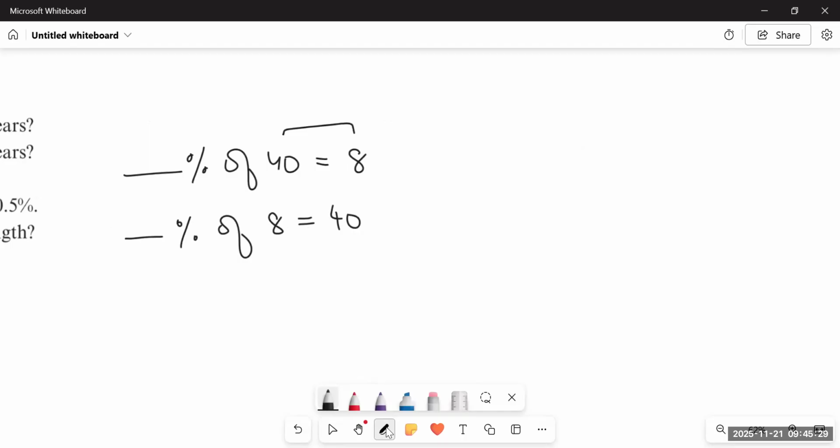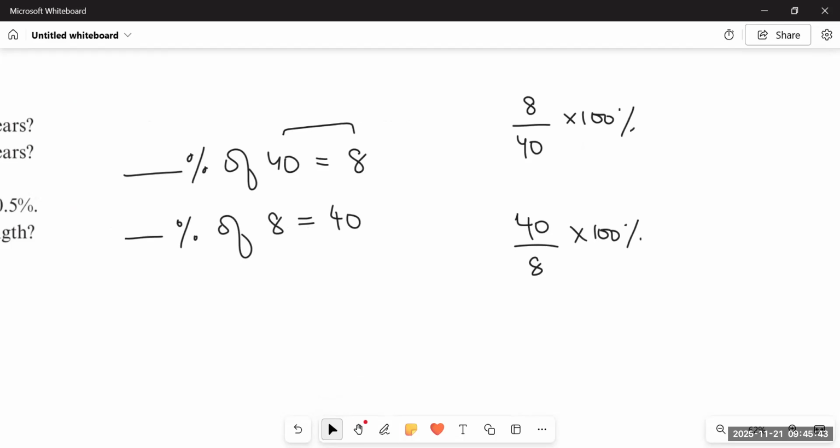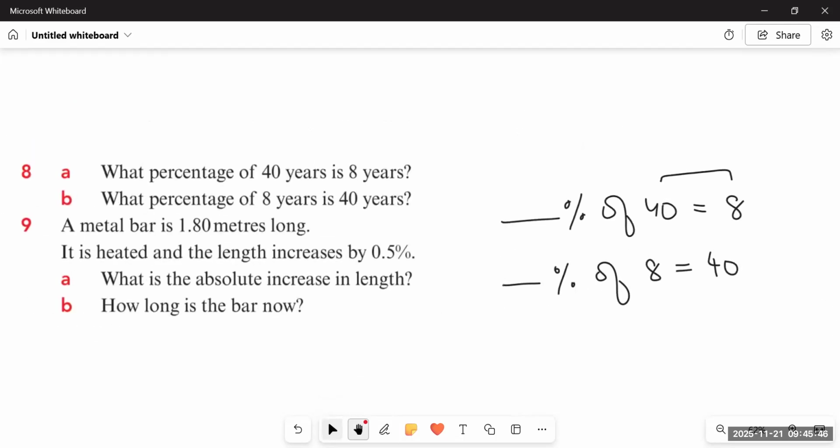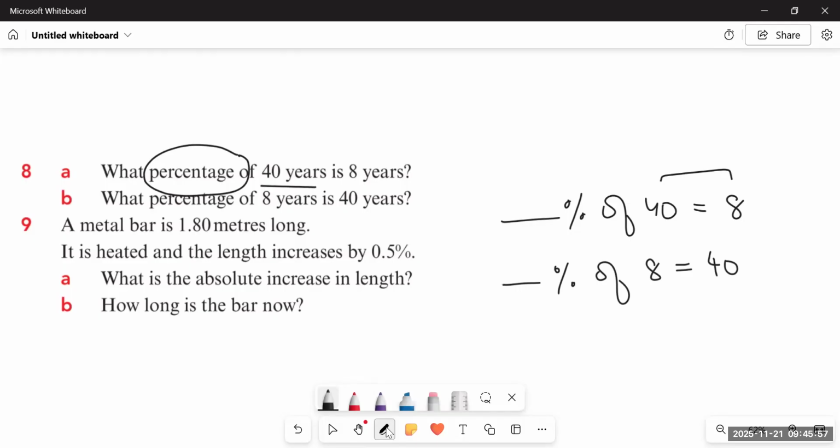How are you supposed to make the fraction in the first one? It would be 8 over 40 multiplied by 100%. In the second one, it would be 40 over 8 multiplied by 100%. That's it. Whatever answer is given to you, you'll keep it in the numerator and then you will divide it with the other number and multiply it with 100% to find out the percentage. Because it says what percentage of 40, right? So we have to divide 8 by 40 in the first one. And when it says what percentage of 8 is 40, now we will divide 40 by 8, right?